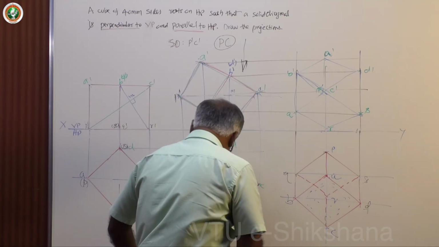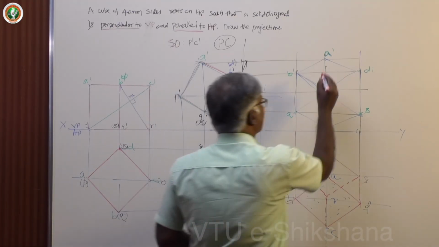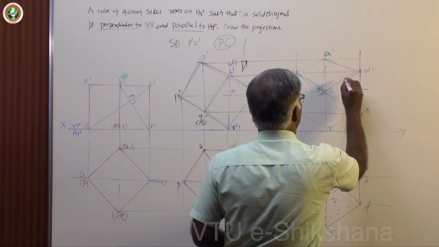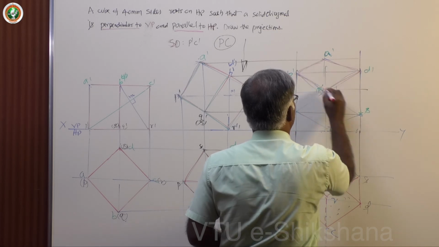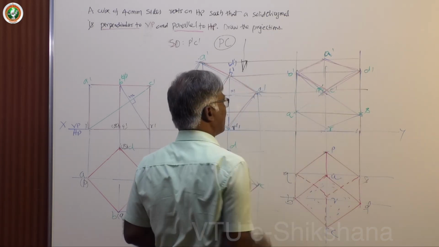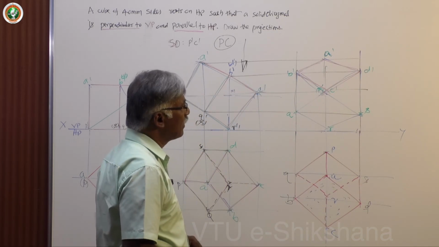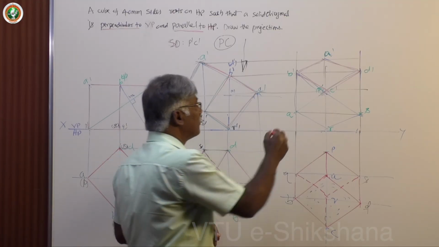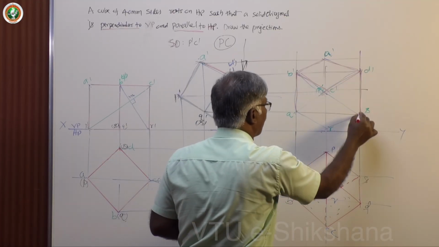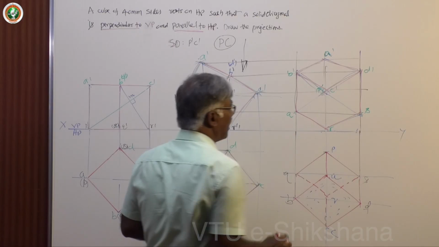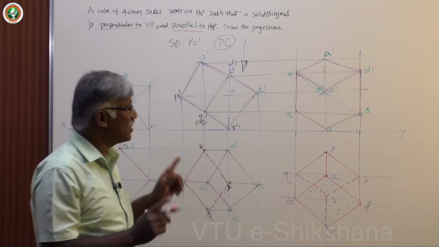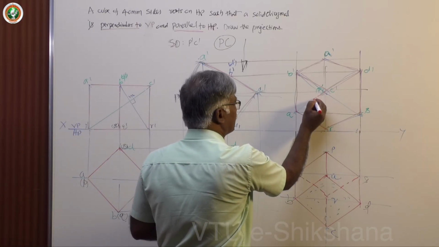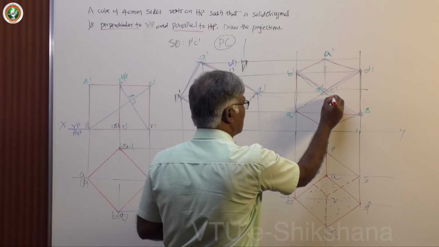Now what to do? Dark this front view ABCD. Okay, this is the visible surface. Then boundary lines dark. Invisible surface other than boundary lines dotted. This is the key surface method.